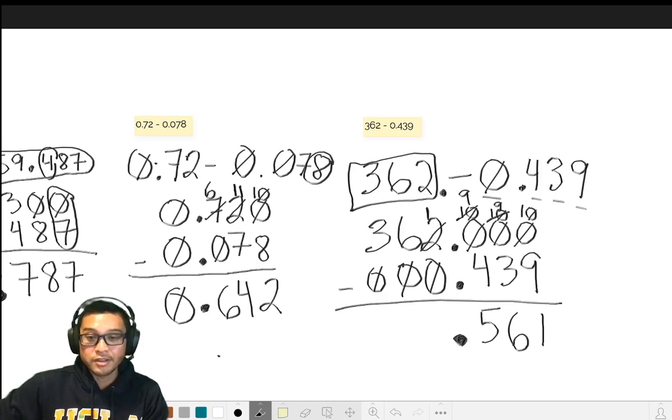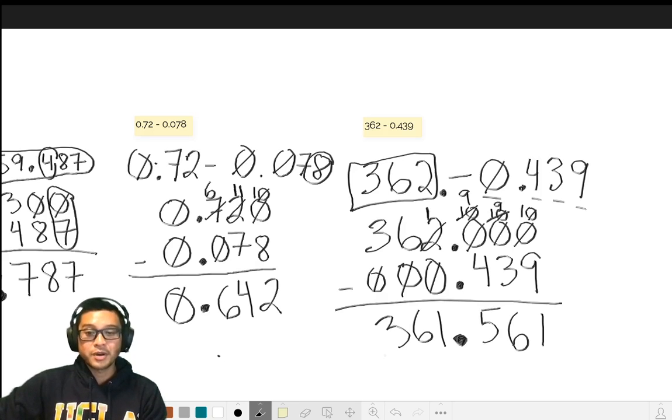And over here, thank goodness we don't have to regroup anymore. It's just 1 take away 0, 6 take away 0, and 3 take away 0. So our final difference is 361 and 561 thousandths.